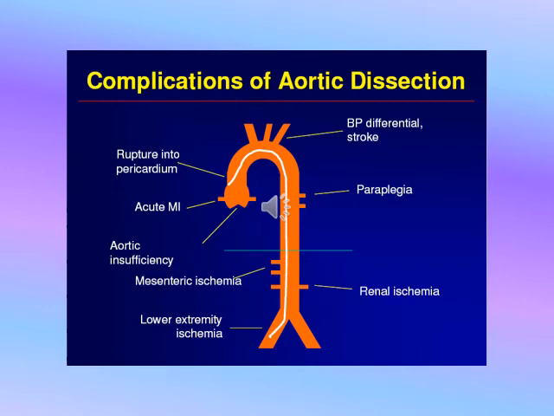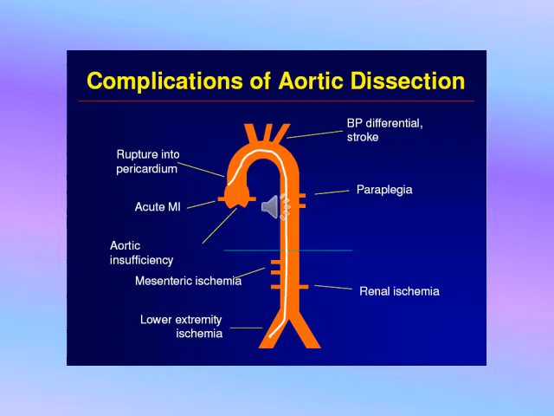Of course, what are the complications of aortic dissection? Obviously there will be ischemia of all the vessels that are branches of the aorta. From the very proximal part, a rupture can occur. In an ascending dissection, which is very proximal, after the aortic sinuses and after the valve, the very proximal part will rupture into the pericardium. The blood is still within the pericardial sac.